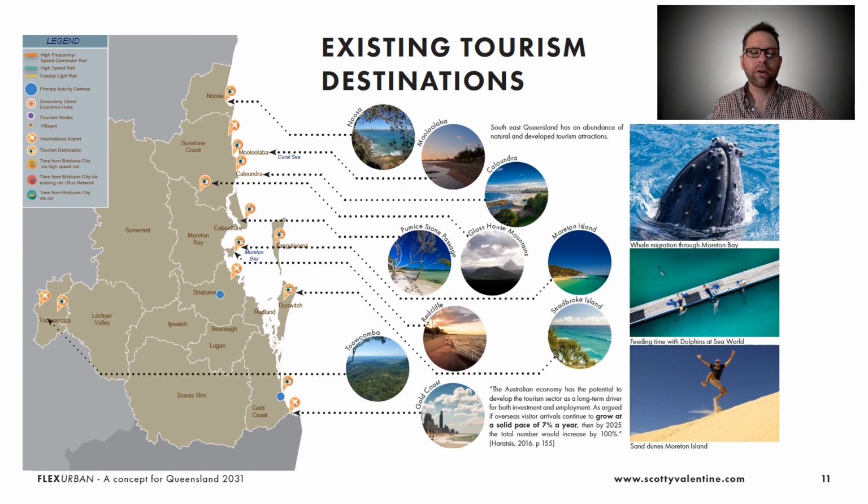Queensland has an abundance of natural tourism and developed tourism attractions. We've got amazing locations on the Sunshine Coast, islands in the Bay, Bribie Island, Moreton Island, Stradbroke Island, and then inland places in Toowoomba and the Gold Coast to the south. There's probably a lot more than this, but we want you to get an understanding that we already have a lot of tourism driving our economy, but we believe there could be more. We believe there should be more.